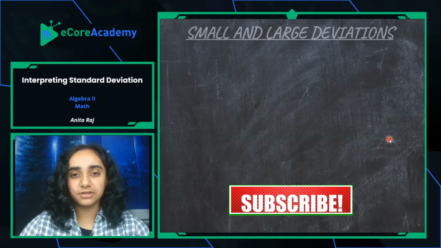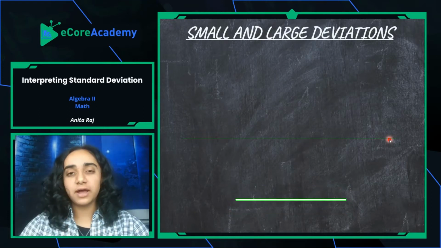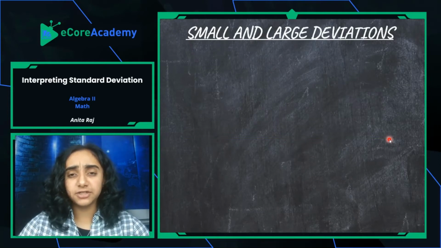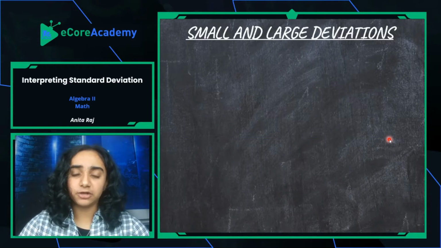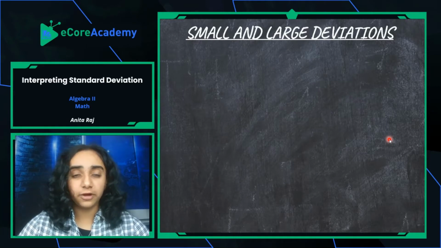So let's jump into the first slide. Let's understand what small and large deviations are. But before we even do that, let's review what standard deviation is. Remember, standard deviation is a measure of variation, and it tells us how spread apart our distributed data is. By spread apart, we mean how far apart the data points are from one another. Are they close to each other in value? Are they more variable? Are there more outliers? Are they more spread across the number line? That's what standard deviation tells us. It's a measure of distribution, spread, whatever you want to call it.